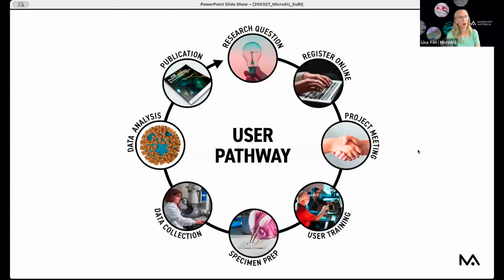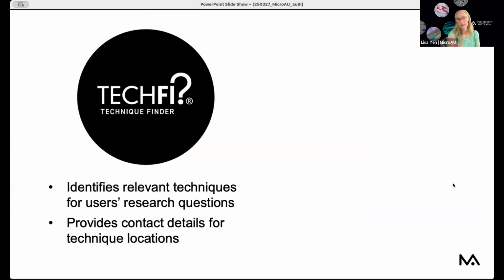So I'll move on a little bit to the approach that we use in terms of thinking about our user pathways. And so there's probably two key tools that we've developed. If you don't know about them, I hope you might after today. One is called Technique Finder.